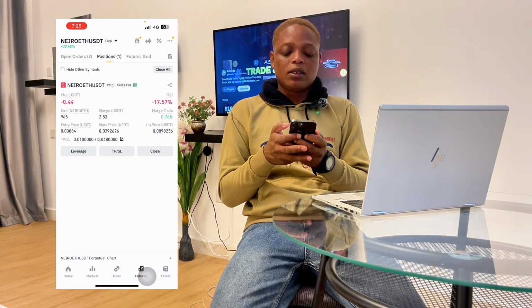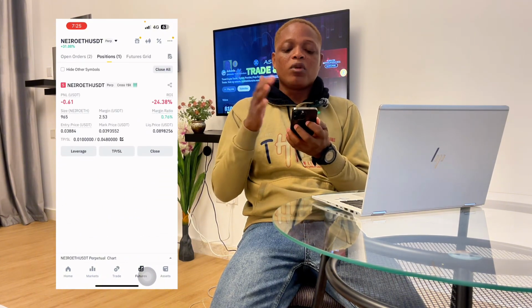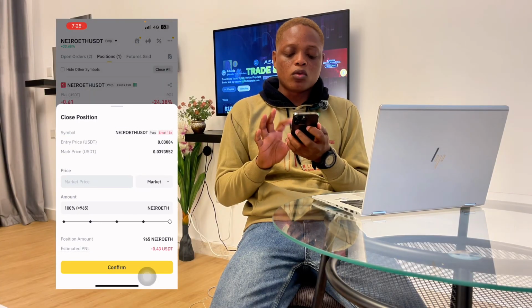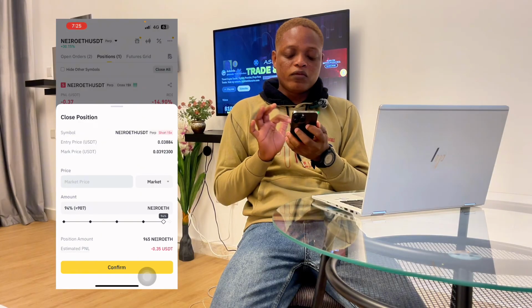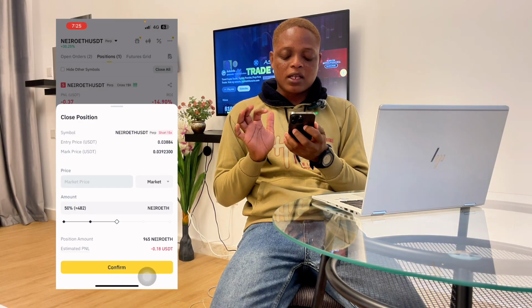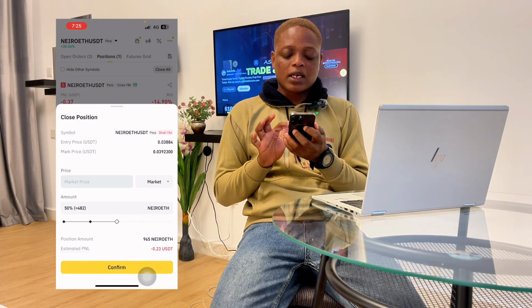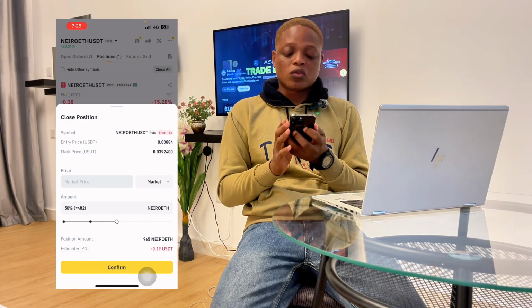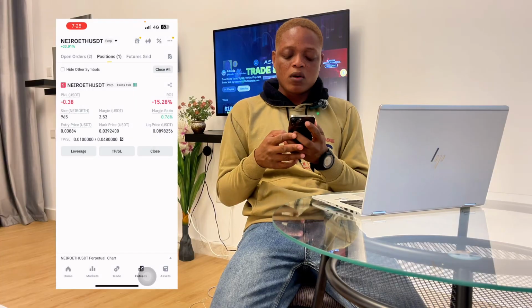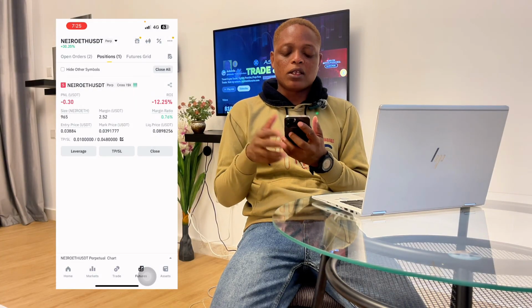So now let's say you want to close the trade. You have made profit, you want to close it. Just click on close. When you click on close, we have a place we call closing 50% and also closing 100%. So if I want, I can just click on the middle bar to close half of the profit that I've made. Then I'll just confirm, the trade will still be active. Or I can just click on close here and the trade will close.